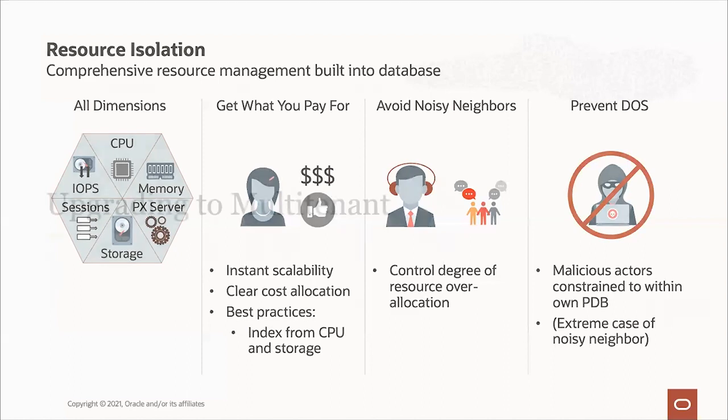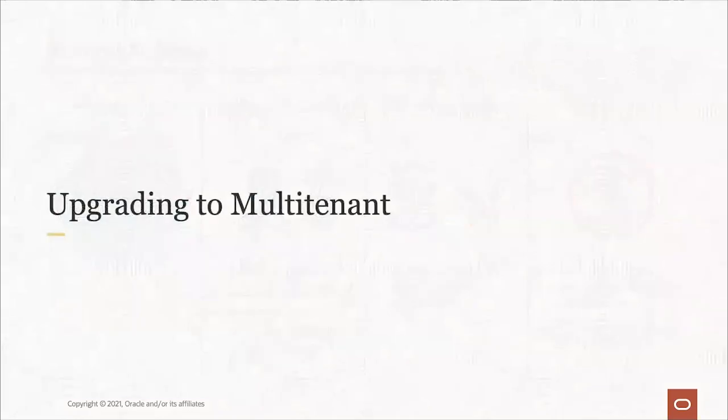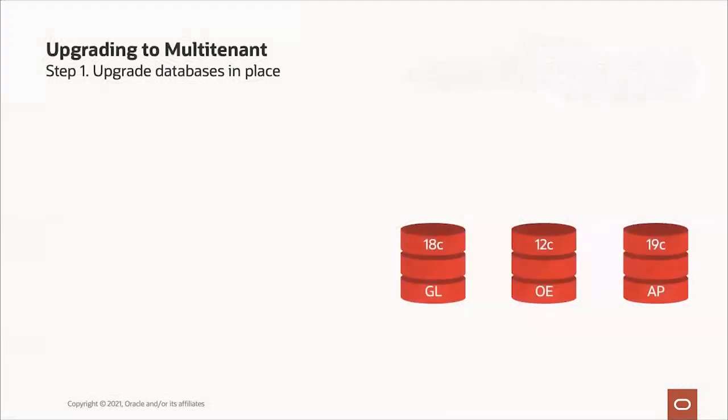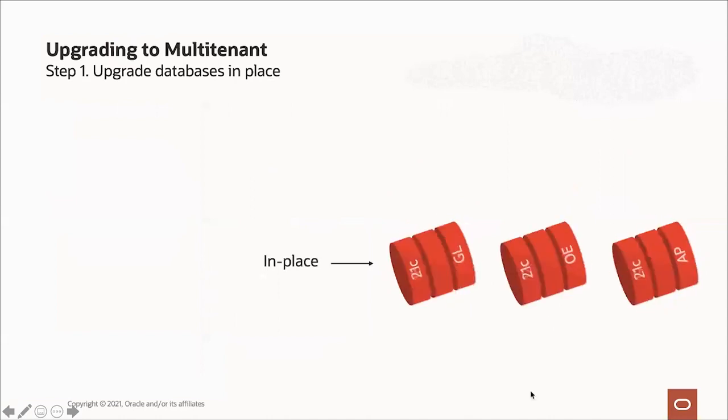So here we are with a very good proposition for delivering isolation and agility. It's multitenant. How do you upgrade? It's really easy. It's as easy as 1, 2, 3. The first step is you upgrade all of your old databases, the non-CDBs, to the latest version.